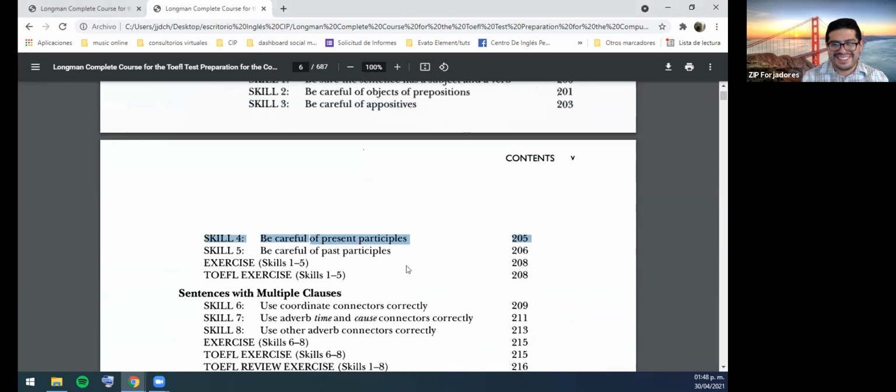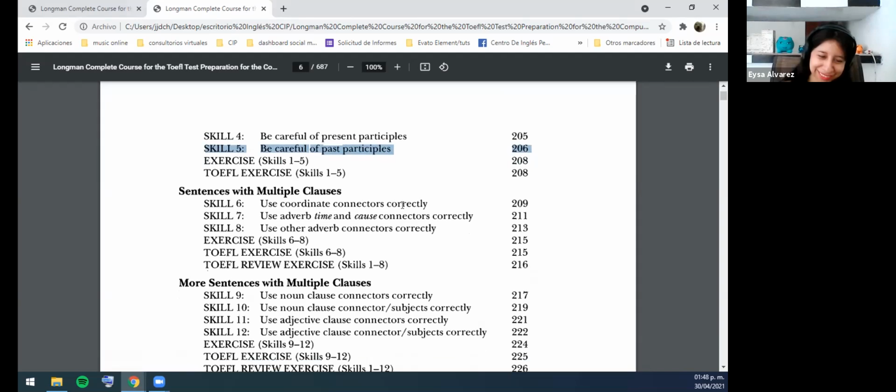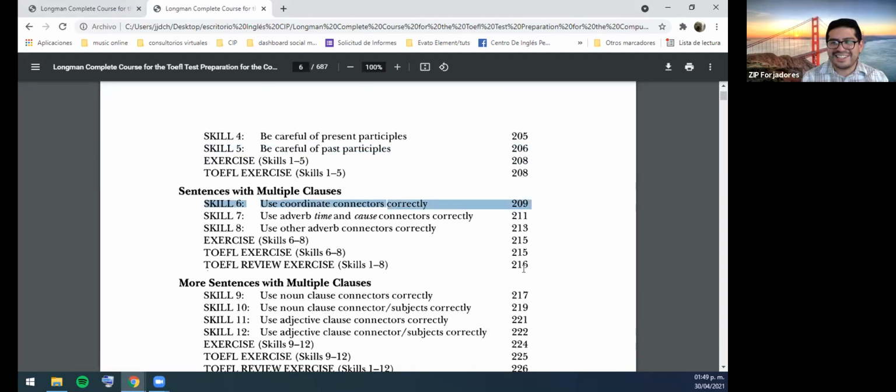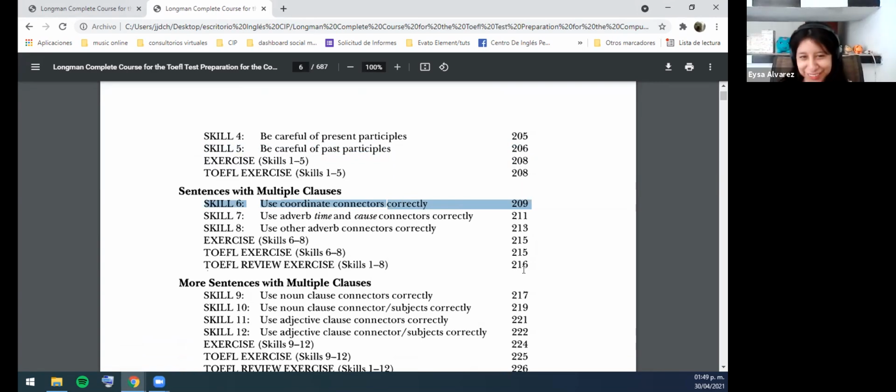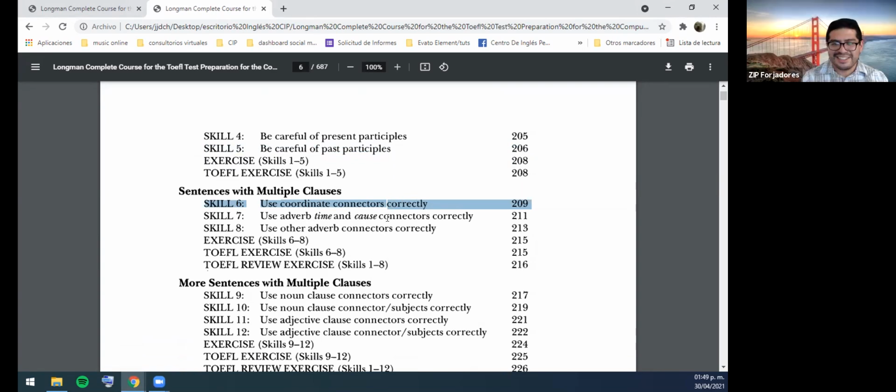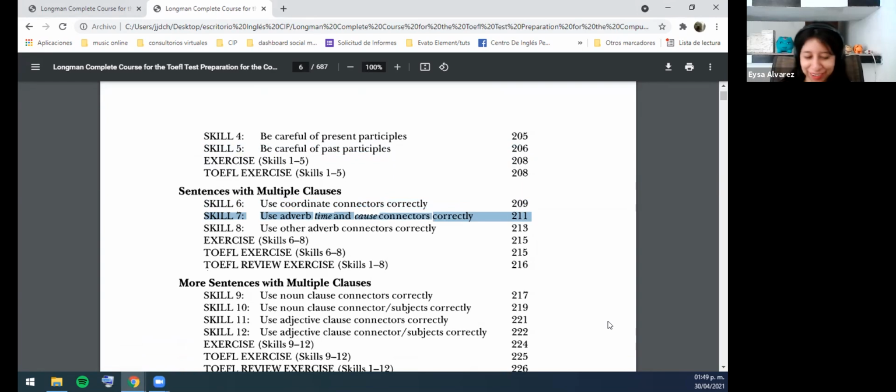Present participles. Past participles. Very good. Coordinate connectors. Tell me the coordinate connectors. And, but, or, so, yet. Very good. Seven: adverb time and cause connectors.